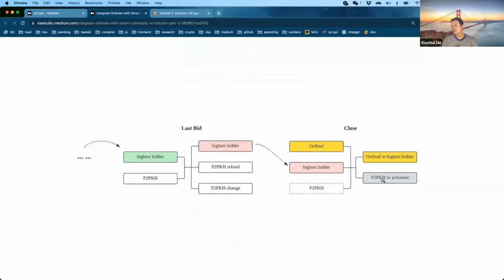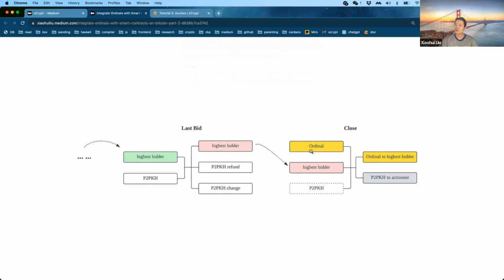Yeah, so that's the advantage. I would say it's one of the biggest advantages of doing it in a smart contract on chain, because in the off chain case you can take the money without giving the bidder his ordinal.